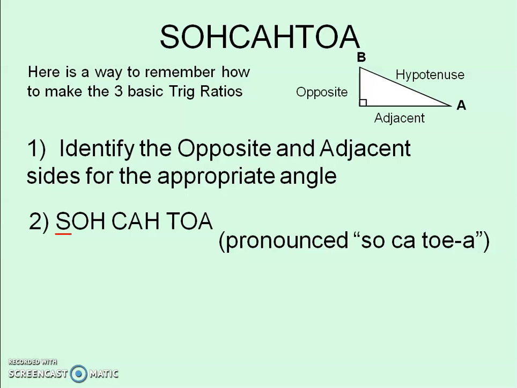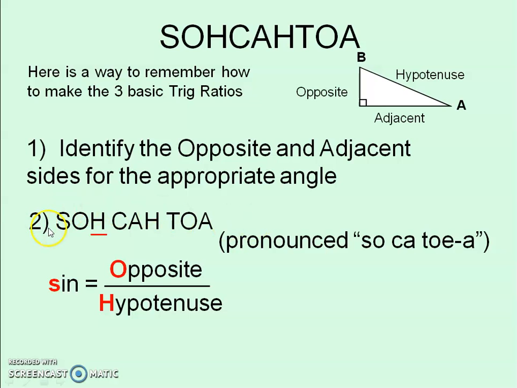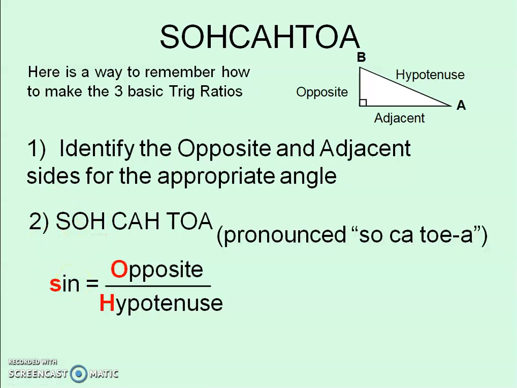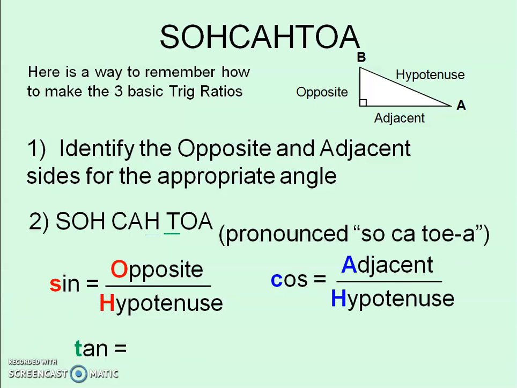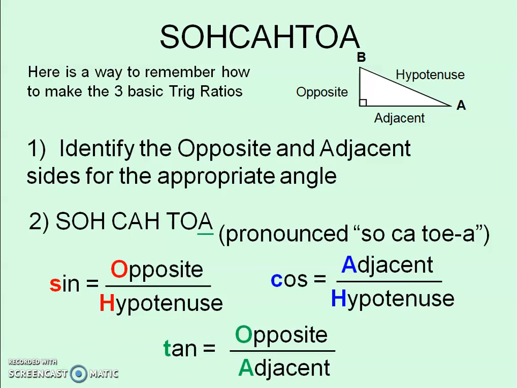What this means is that the S, which stands for sine, is equal to the opposite, the O, over the hypotenuse. SOH tells you that sine is the opposite over the hypotenuse. It's a helpful reminder. CAH tells us that cosine is equal to adjacent over hypotenuse. And as a reminder, TOA, tan is the opposite over the adjacent. Just a quick way to remember that.